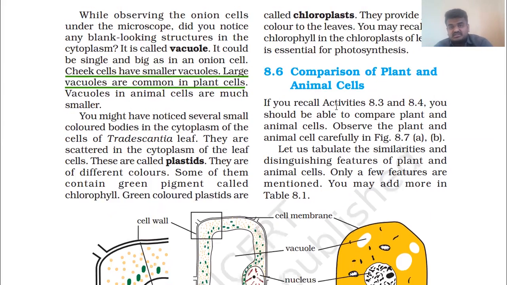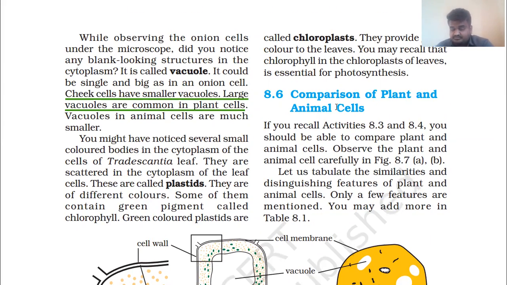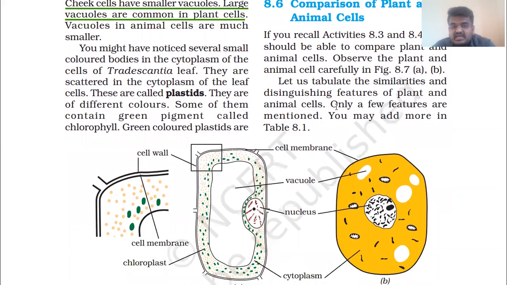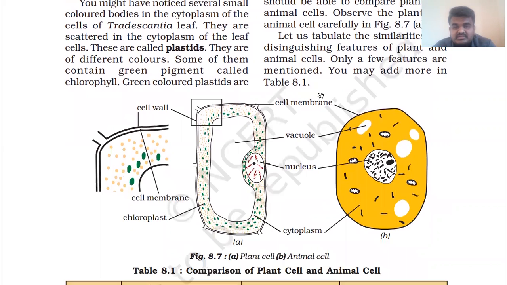After this, in comparison, let's study. We have already gone through activities 8.3 and 8.4. In 8.3 we discussed the cell of an onion peel, and in 8.4 we went through a cheek cell, or let's say an animal cell. So you should be able to compare plant and animal cells. Observe the plant and animal cells carefully in figure 8.7 A and B. Here we have given the plant and animal cell in figures A and B respectively.